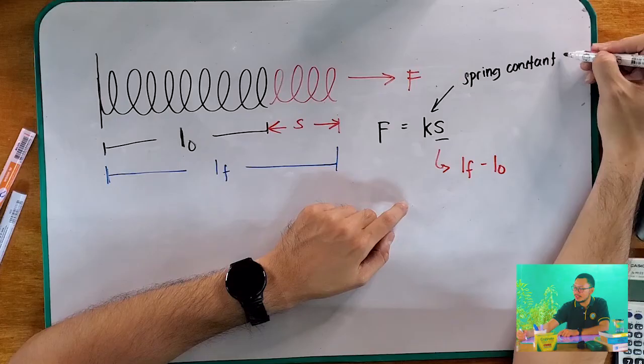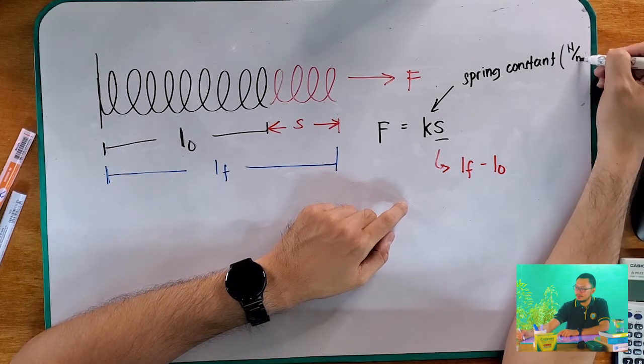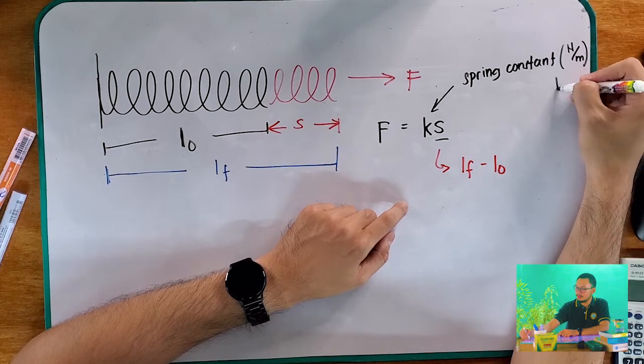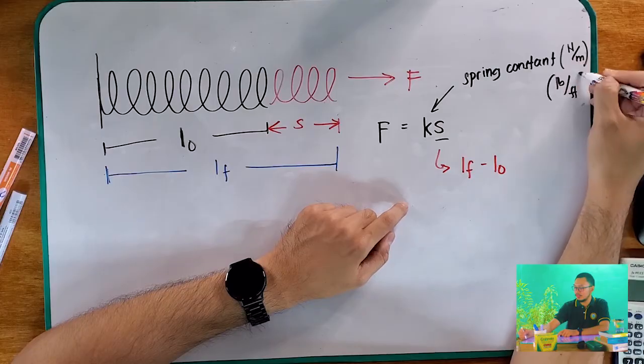So, unsa may unit aning spring constant nato? Ang unit sa imong spring constant is usually in Newton per meter, or pound per inch or foot. And your S has a unit of meter or foot, and once you multiply that one, then you will get a unit of force. Okay? So, yun lang ang pagkuha sa force when there is a spring nga given.